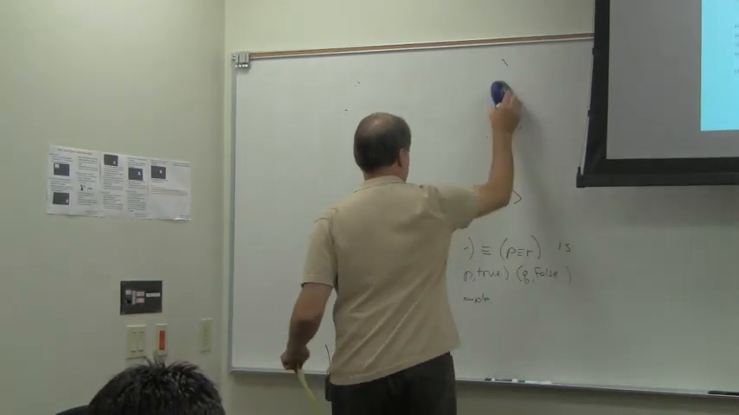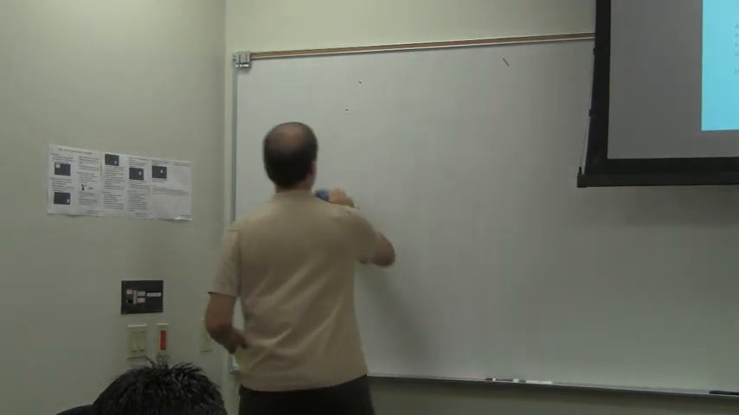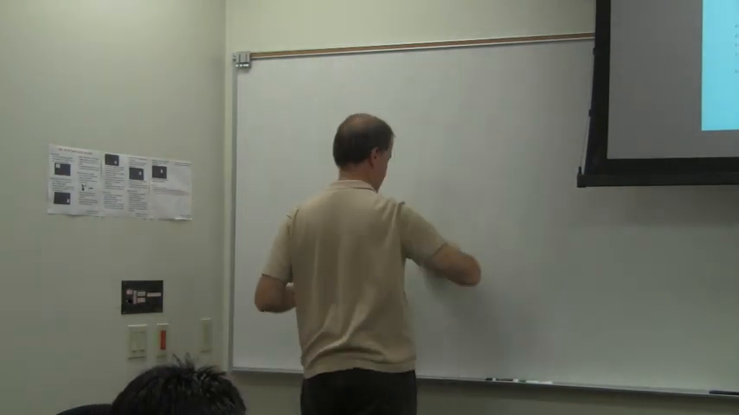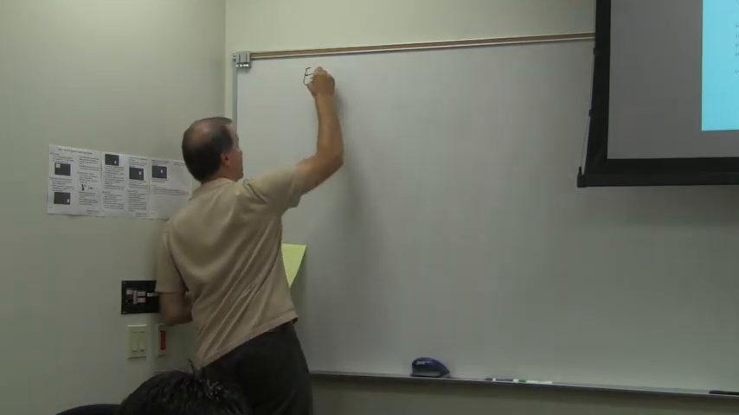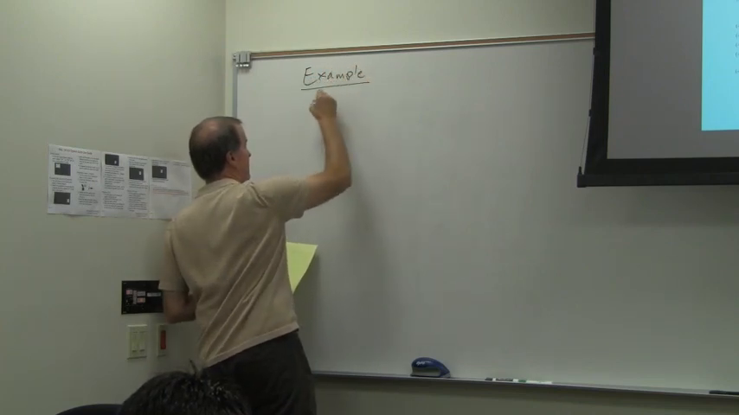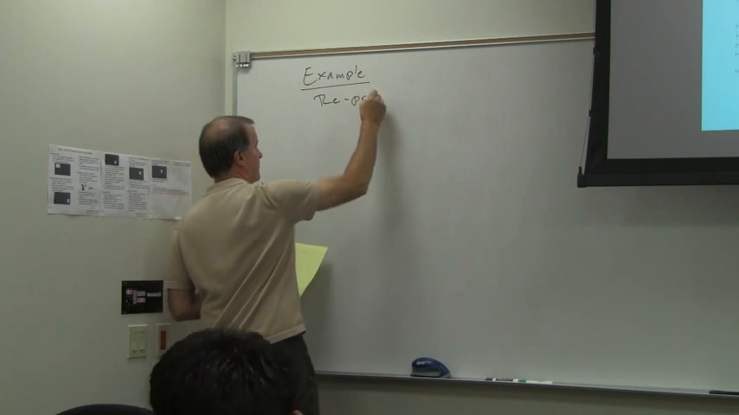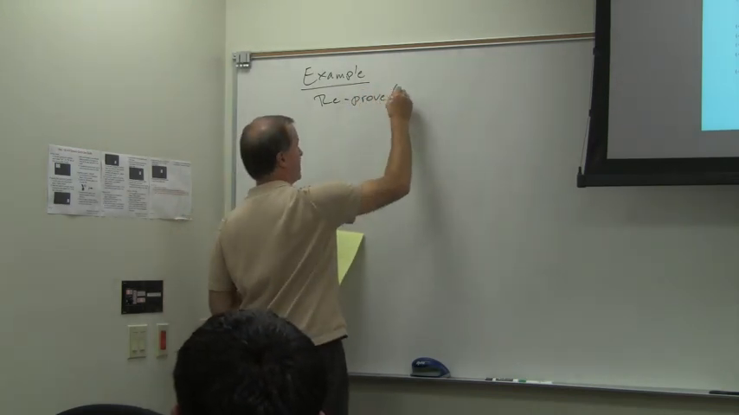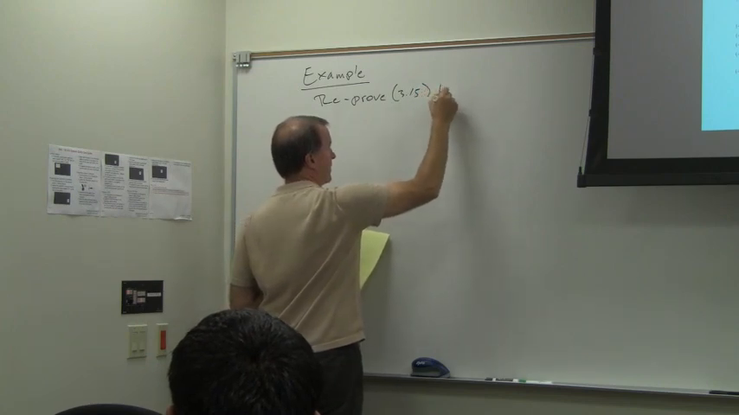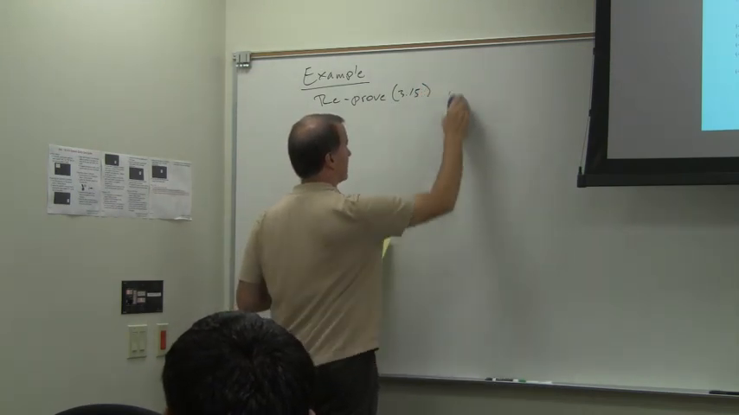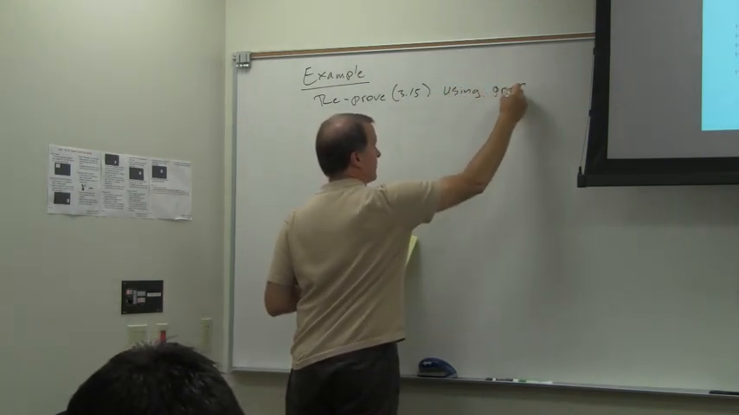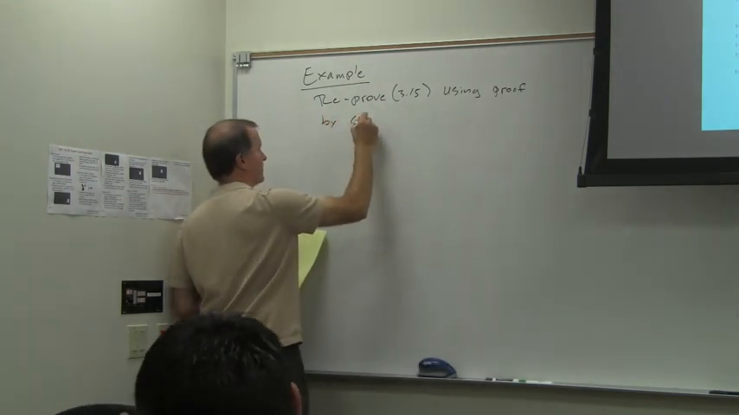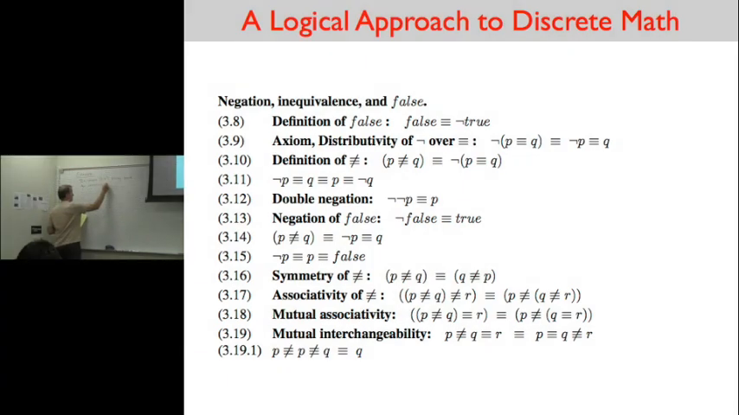Let's do one where we actually negate it and then get it to equivalent false. So what we're going to do is reprove, here's an example, reprove 3.15 using proof by contradiction. So let's take a look at 3.15.